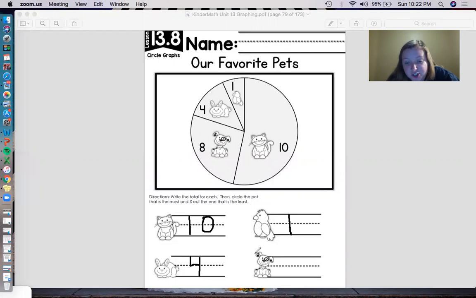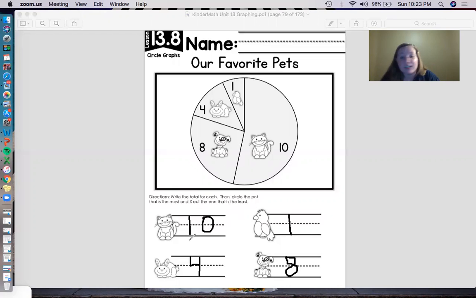Okay, the dog. How many kids chose a dog as their favorite pet? Right, so let's find the one with the dog. How many kids like the dog? That's right, 8. So we just did what we have been doing for 13.7 and 13.6. We looked at the data that they gave us, and we took the information and answered the questions about it.